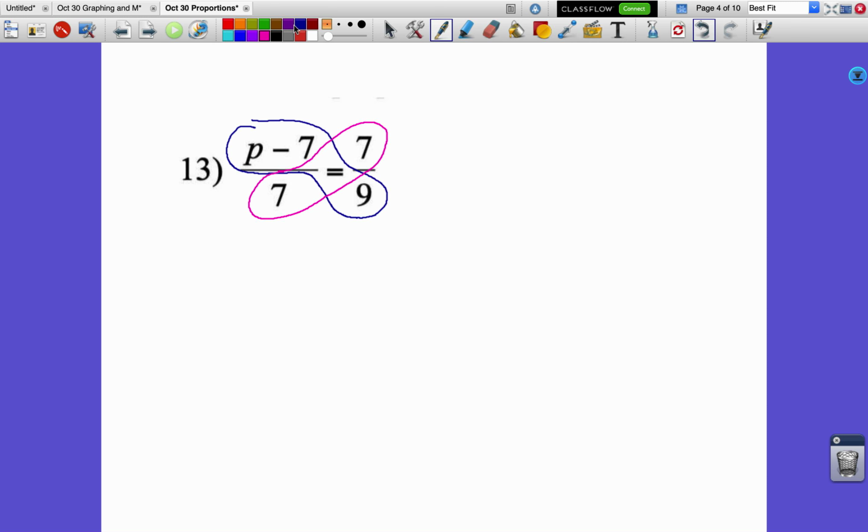All right, now what we circled, we're going to multiply. But because this was p minus 7, this is going to stay in a set of parentheses when we multiply the 9 to it, so that the 9 gets distributed to both the p and the minus 7. So this is going to become 9 times p minus 7 on one side of the equal sign, and on the other is going to be 7 times 7. So whatever got circled got multiplied, and then they're separated by an equal sign.